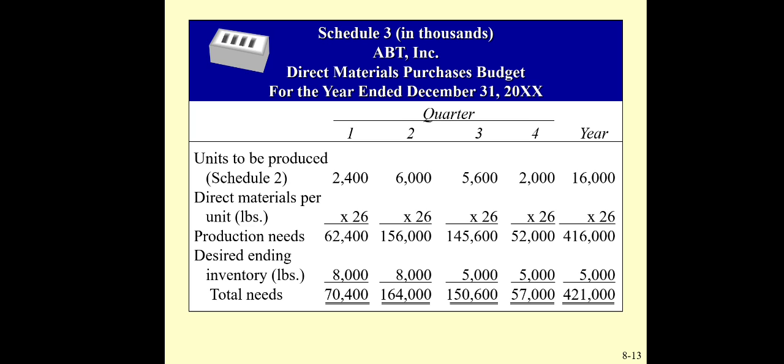Okay, so 26 pounds. In quarter 1, units to be produced is 2.4 million times 26 pounds of material for one unit. So total production needs, or total raw material needs for the quarter, is 62,400,000 pounds of material. And the next thing is desired ending inventory in pounds.